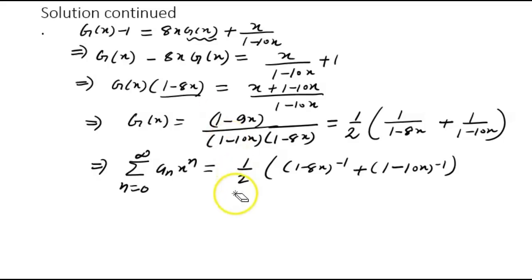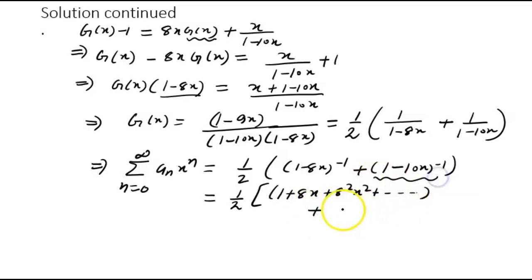Okay. So what I am saying is that if I look at this expression, I will get 1 by 2, and this expansion will be 1 plus 8x plus 8 square x square and up to infinity. And what will be this expansion? 1 minus 10x expansion. It will be 1 plus 10x plus 10 square x square and so on up to infinity. Okay. Now let us write this in summation form.